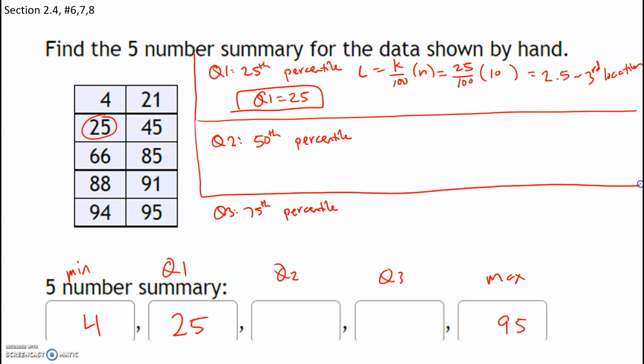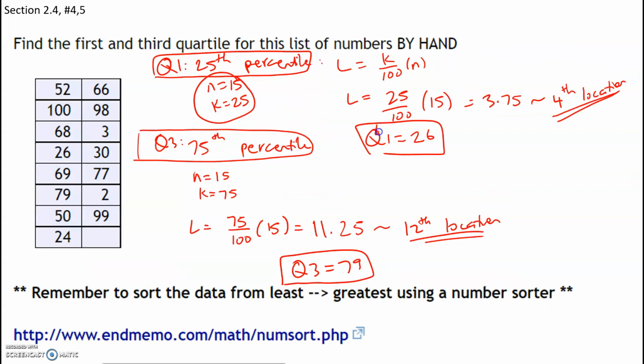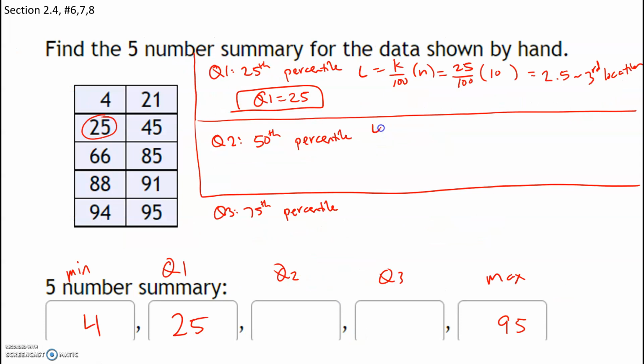Next, let's calculate Q2, or the 50th percentile. This means that your locator formula is still going to be k over 100 times n. In this case, your k value is going to be 50 because we're looking for Q2, which is the 50th percentile. So we have 50 over 100 times 10. And if you put that in a calculator, you're going to get 5 as the answer.